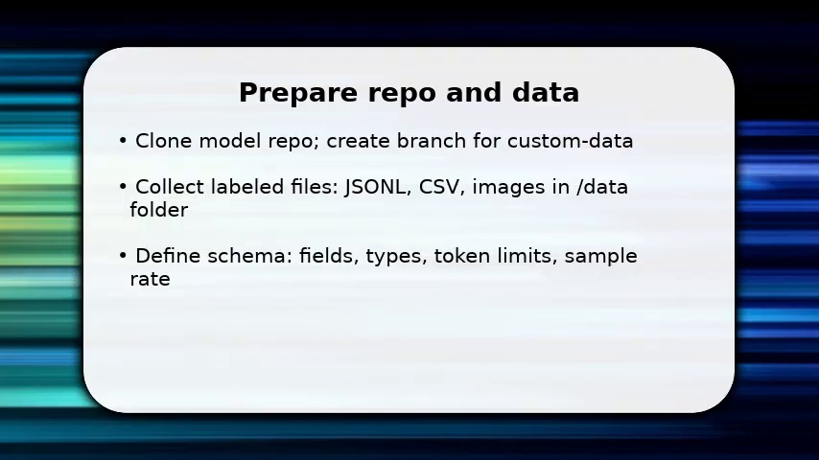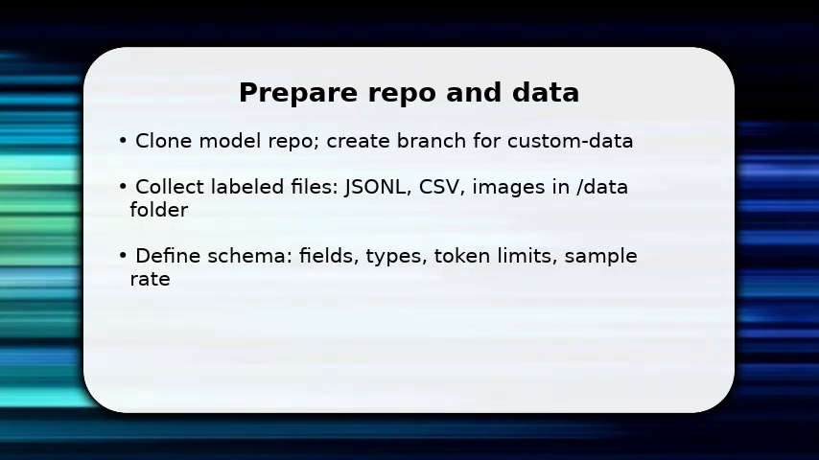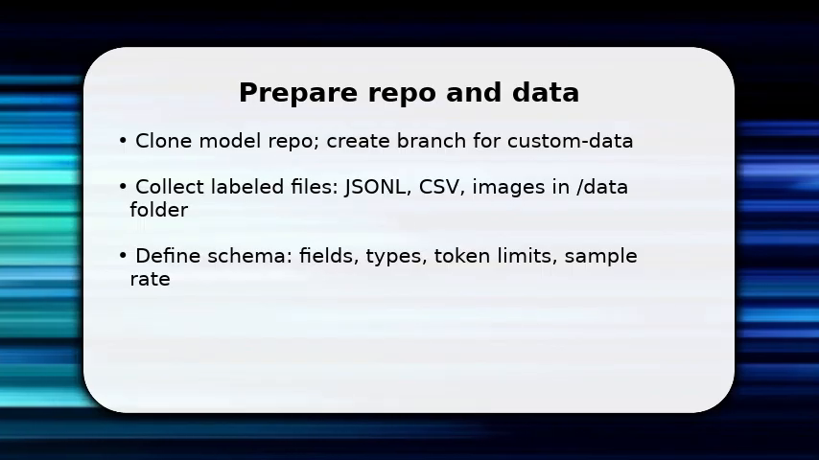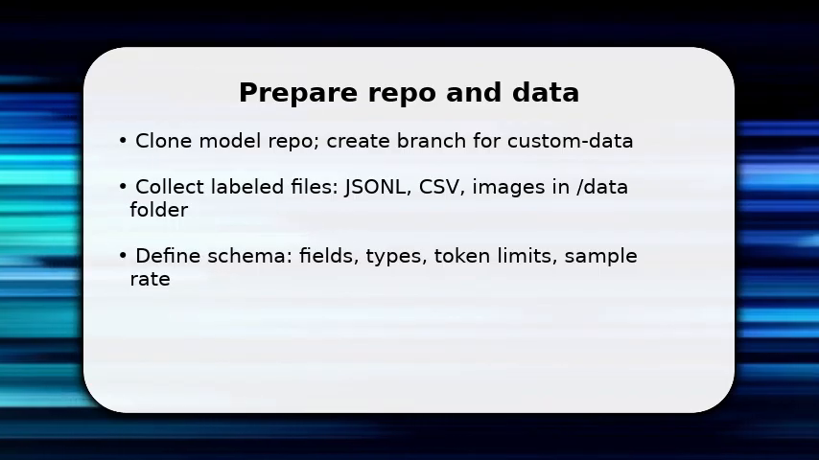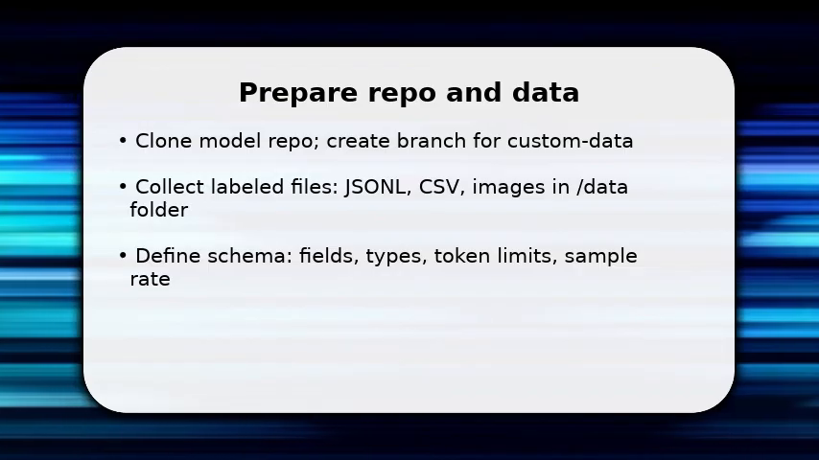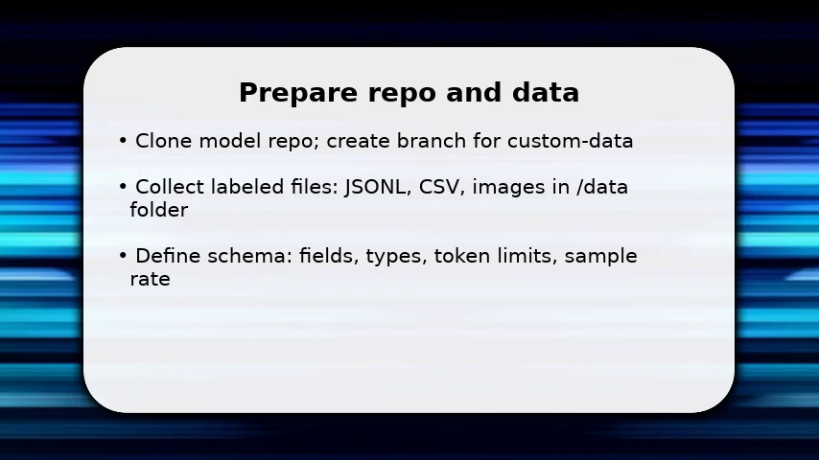You start by syncing the codebase and staging your custom dataset so changes are trackable. Create a new branch and place labeled files into a /data directory. This ensures reproducibility. Next, define a clear schema for each record, field names, types, token or sample limits, because the model needs consistent inputs. Once done, run a quick data validation script to catch malformed entries. This prevents wasted training time and subtle bugs later in the pipeline.